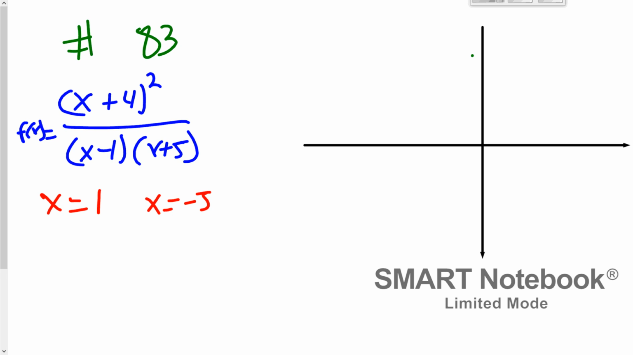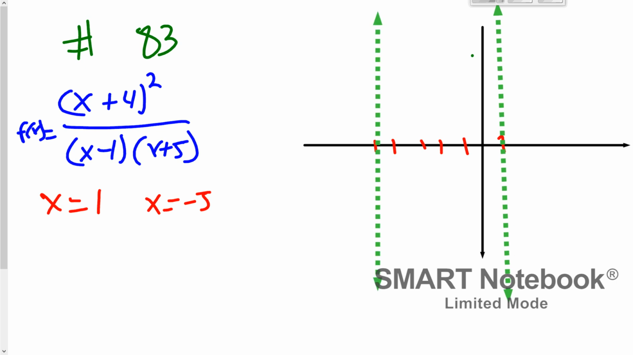So if we go over 1 and -5, 4, 5, okay. Now we can put those down at 1, at -5. Okay, horizontal asymptote.